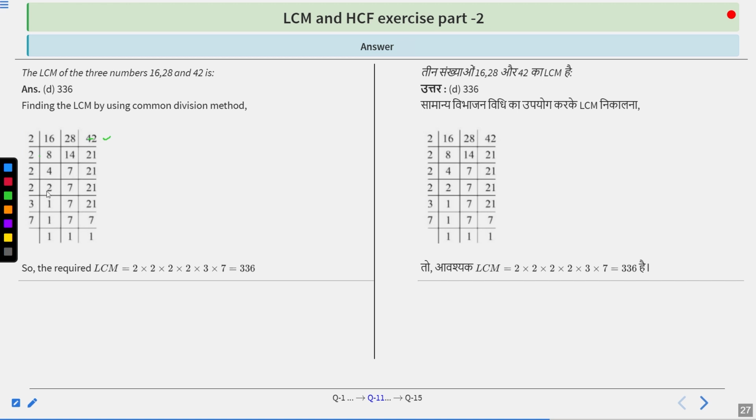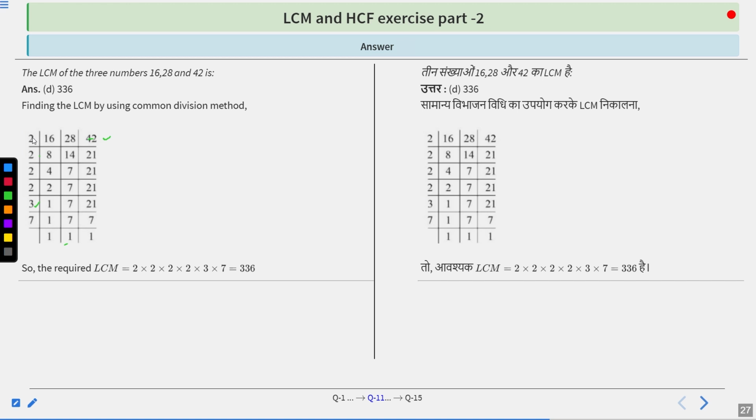Again dividing by 2 we get 2, 7 and 21. And again by 2 we get 1, 7 and 21. Now here 1, 7 and 21, neither of them can be divided by 2. So we look for the next number, that is 3. So from here we get 1, 7 and 7. And in the end we get 7, which can divide 1, 7 and 7 all. So we get 1, 1, 1 in the end.